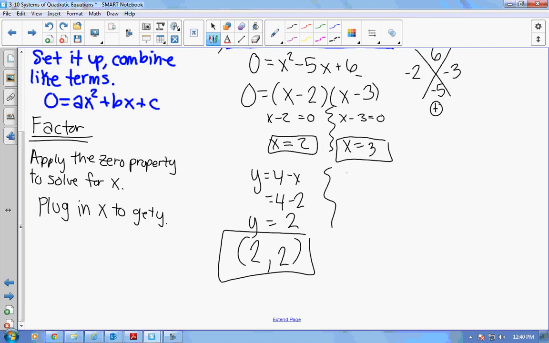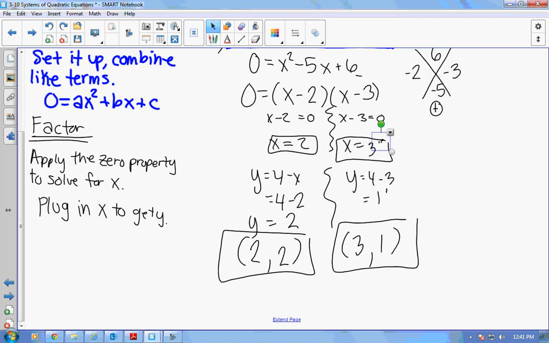And on this one, we plug in 3. 4 minus 3, which equals what, Kevin? So, Kevin, what's the point? We plugged in what x value? 3, and we got 1. So it's 3 comma 1. Those are solutions. Any questions? Solutions, when you have two functions, means where they cross each other or intersect.